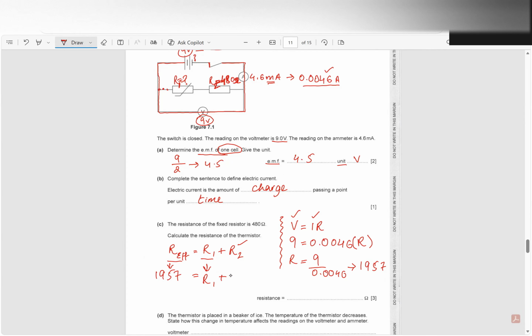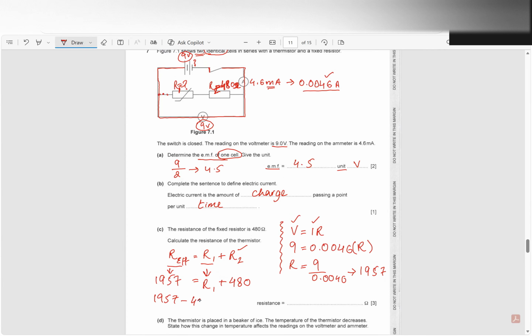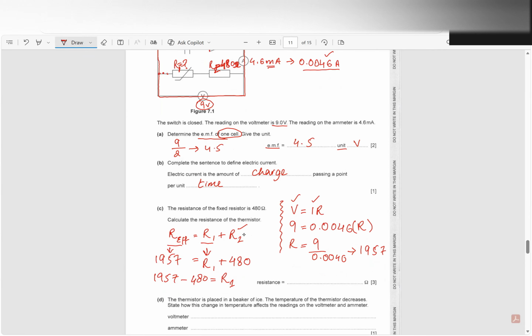And we're going to add another resistance that we are aware of, and that is the fixed resistor's resistance, 480 ohms. So take it to the other side, and 1957 is going to be subtracted by 480. Whatever the answer is going to be, that is the resistance of the thermistor.